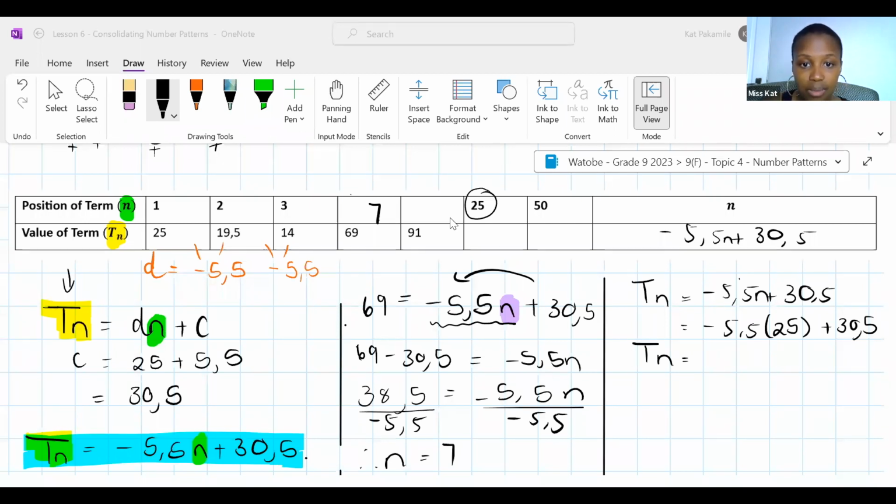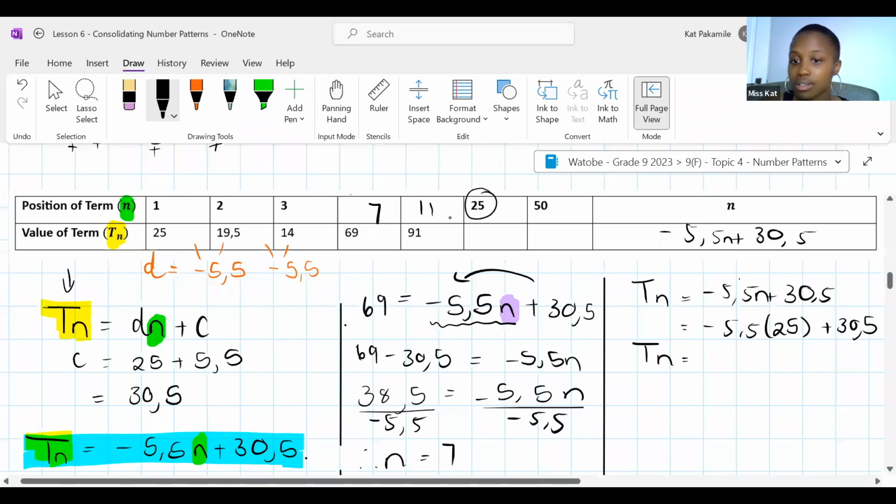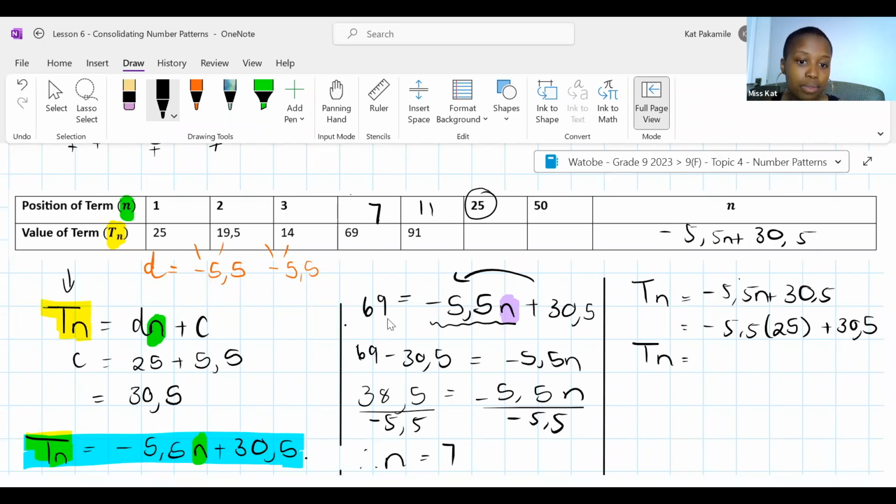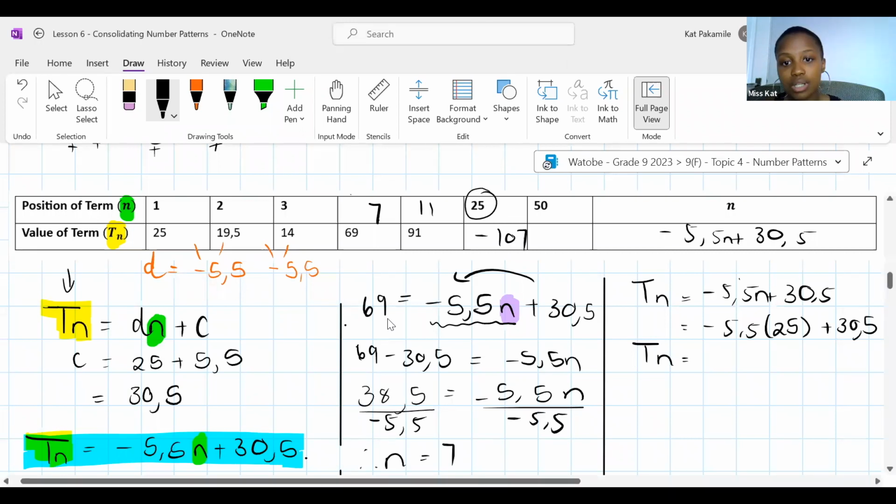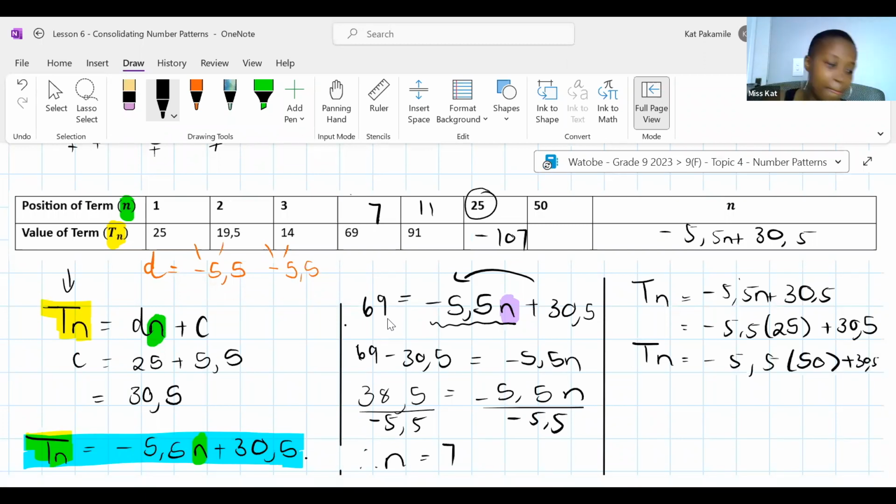So this we've established is 11. Thank you. Now let's work out for Tn equals 25. Negative 107. Thank you very much, guys. And let's do the one for 50 quickly. We have to do more than this. 50 plus 30.5 equals.